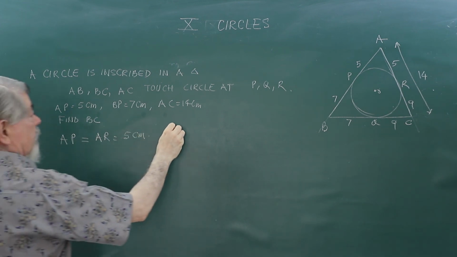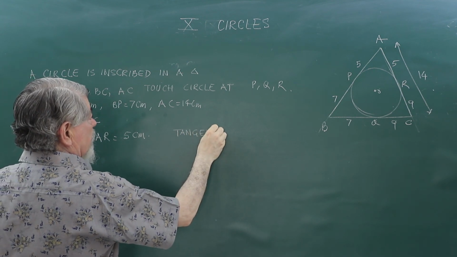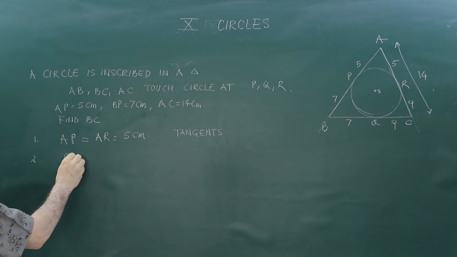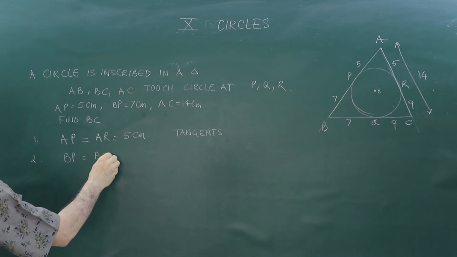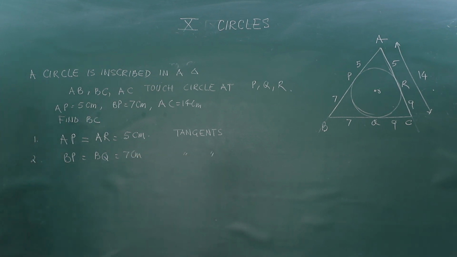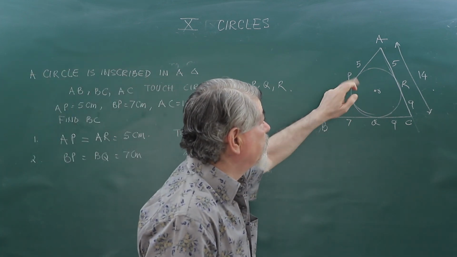Why? The tangents are of the same length. Tangents are drawn from A to the circle. AP and AR are two tangents drawn to the same circle. They will be of the same length. AP is equal to 5, so AR is 5. Then BP will be equal to BQ, which will be 7 centimeters. Same logic. Tangents drawn to a circle from a point outside are of the same length. BQ is 7, BP is 7.